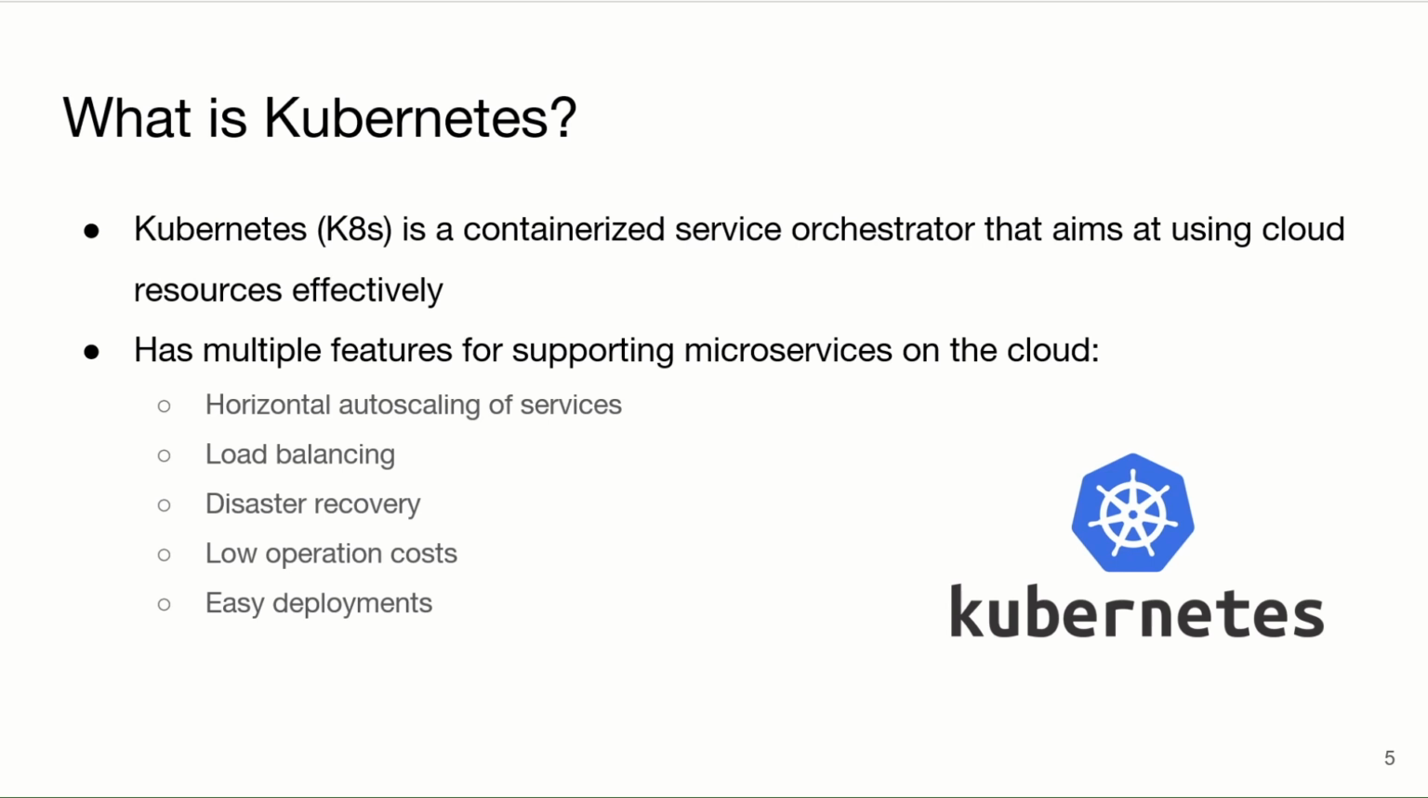And just to provide more context on Kubernetes, it is a containerized service orchestrator that aims at using cloud resources effectively. And it has multiple useful features that can support microservices on the cloud. It supports horizontal autoscaling of services. It has load balancing, disaster recovery, and it saves costs and is easy to deploy.